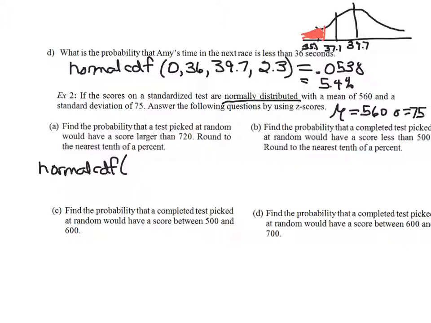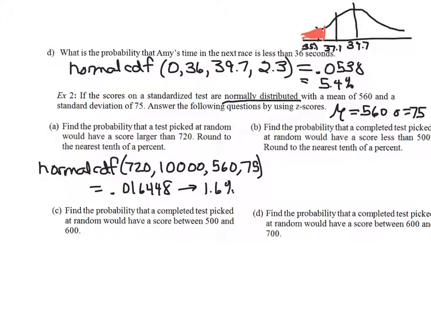We want larger than 720, so my lower bound is 720. Now I've got to go quite a bit higher, so I probably want to go even bigger than 1,000. I might want to go to 10,000. And then say 560 for my mean and 75 for my standard deviation. So this is a really small decimal, 0.016448. That's giving me 1.6%. So only 1.6% of the scores would be larger than 720.